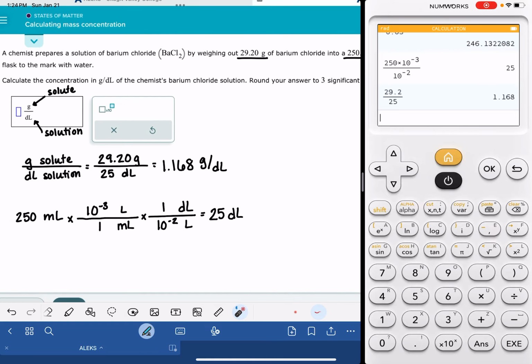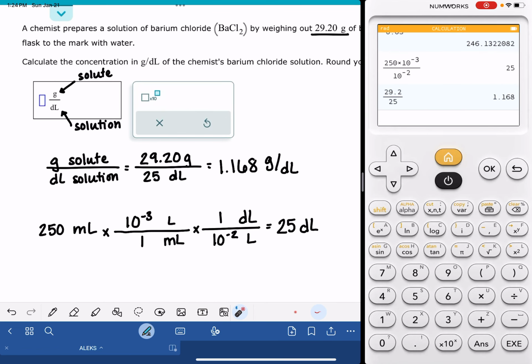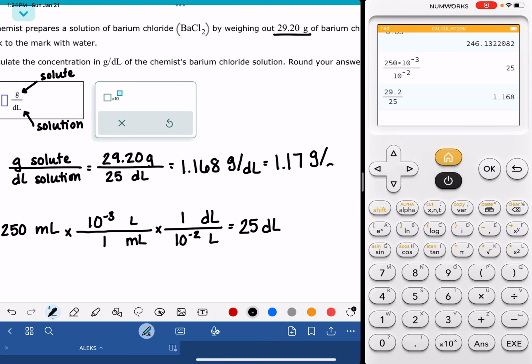It says I want to do this to 3 significant figures. So that means that my answer to 3 sig figs is going to be 1.17 grams per deciliter.